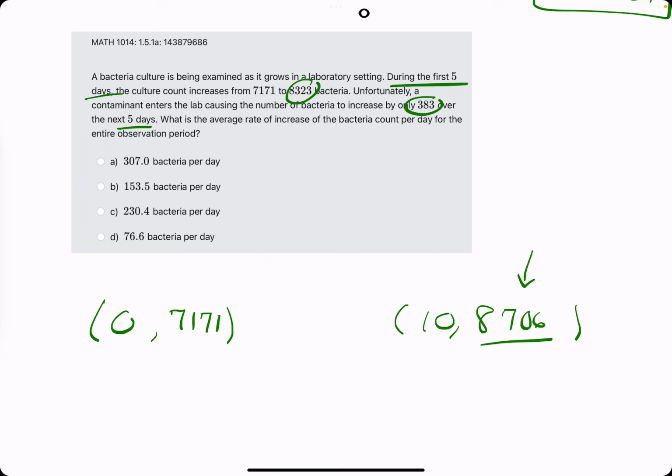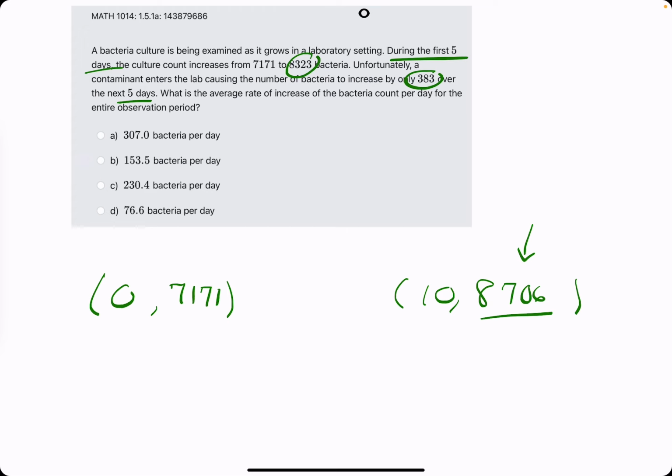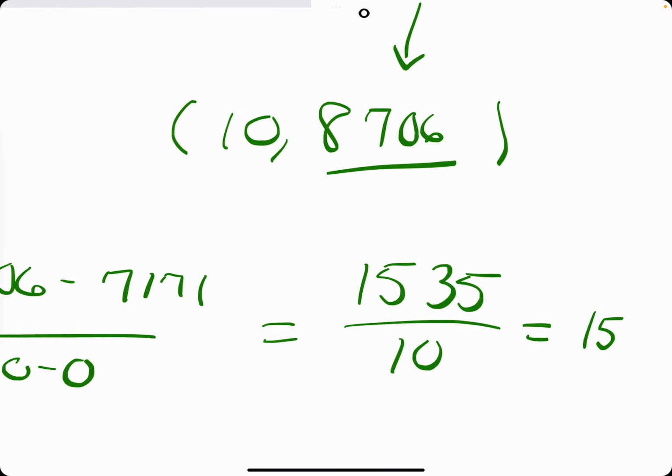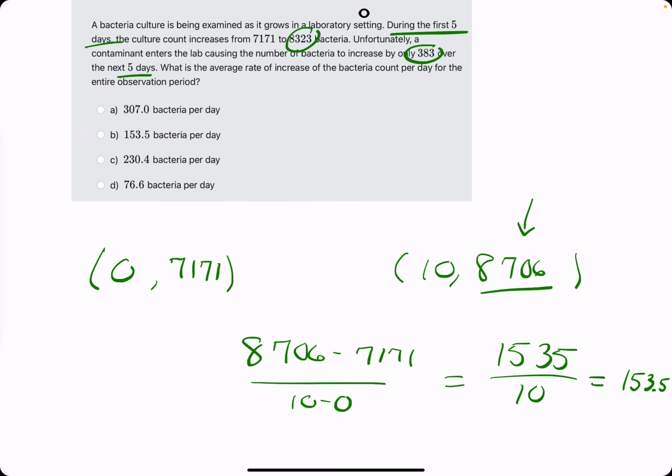All right. So now we have these two ordered pairs, and we just find the slope between these 2 points. y2 minus y1 over x2 minus x1. All right. Let me break out the calculator. We'll do 8706 minus 7171. We get 1535, and if we're dividing that by 10, it'll just move the decimal over by 1, so we'll have 153.5, and we get that in option B.